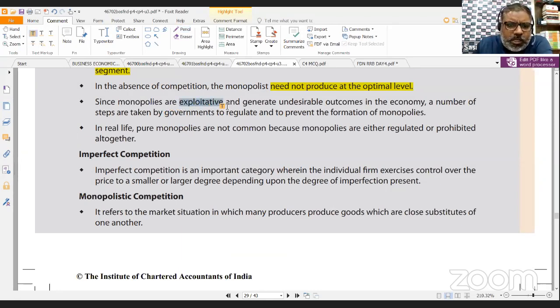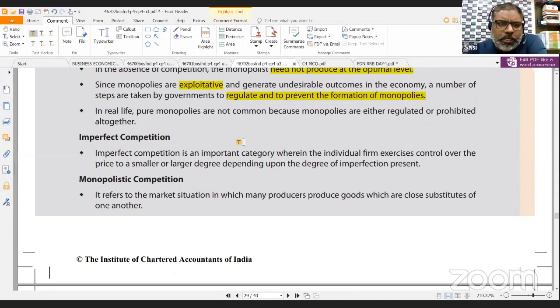And since monopolies are exploitative, generally undesirable outcomes will come in monopolies. And of course, governments will try to regulate and prevent the formation of monopolies through different legislations. Like in India, we have the Competition Act. And in America, there are antitrust laws, which try to regulate monopolies and prevent cartels wherein they can dominate the market. So encouraging competition is one of the objectives of many governments and economies.